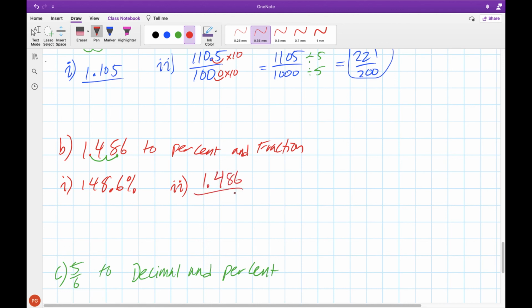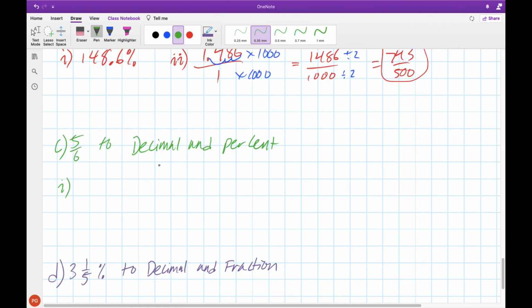And for our fraction, when we have a decimal going to a fraction, we use the fact that this decimal is the same as our decimal over 1, and now we want to get rid of all of our decimal places. We're going to move our decimal place 3 times on the top, which means we're going to multiply by 1000 on the top and the bottom. Both of these are even, so I can divide by 2 on the top and the bottom. And we'll get our final fraction answer, 743 over 500.